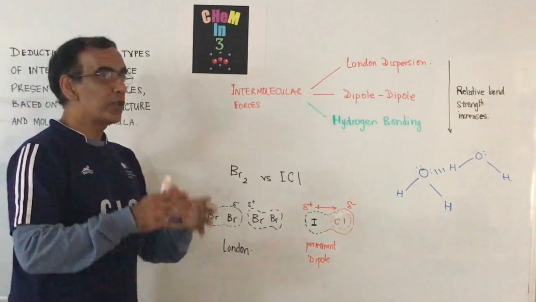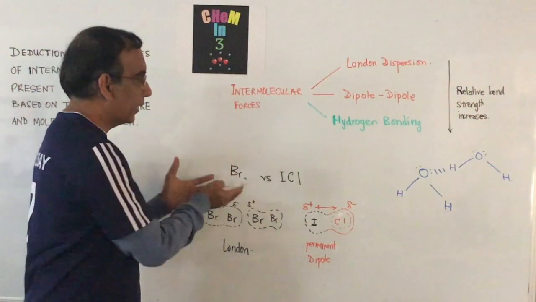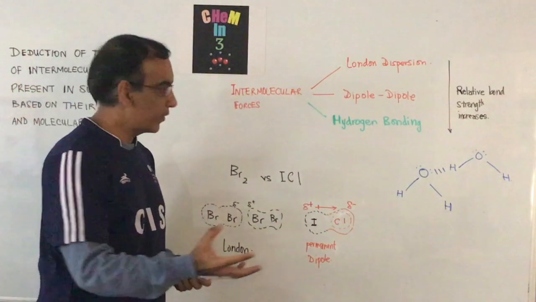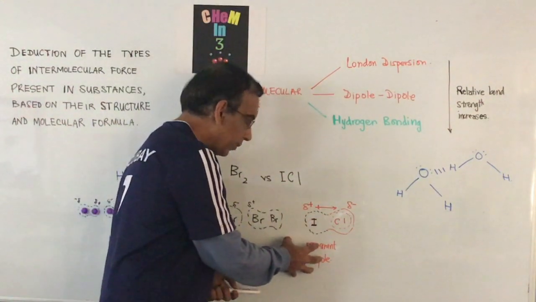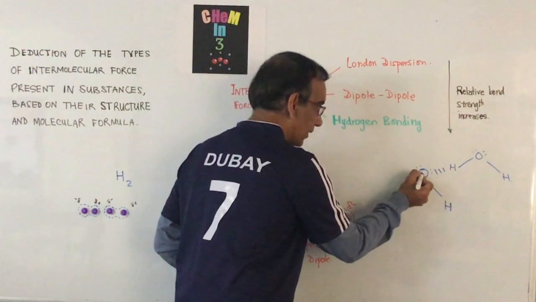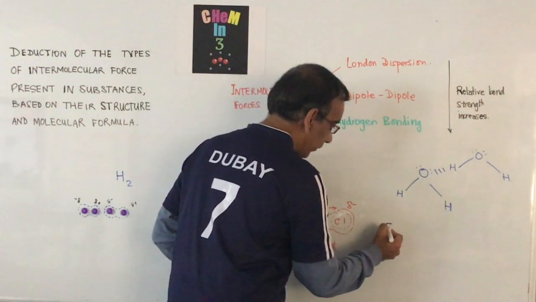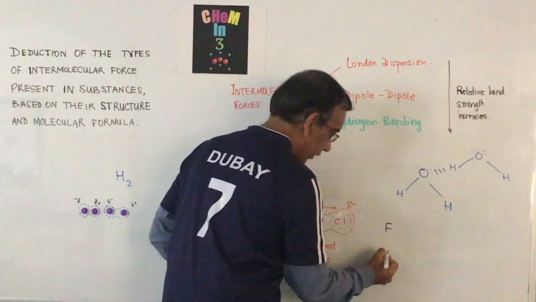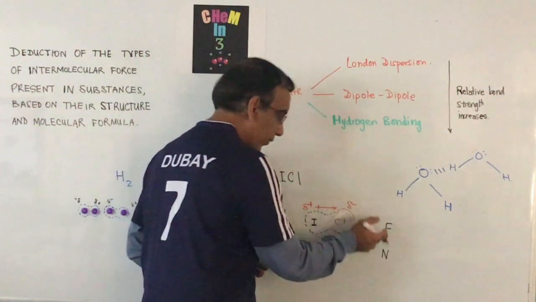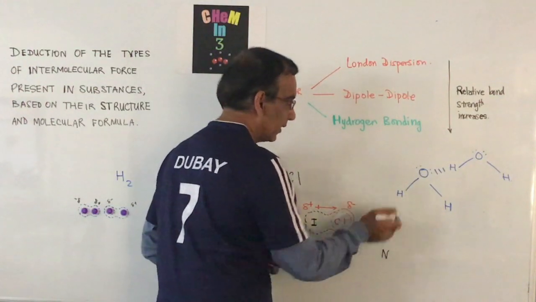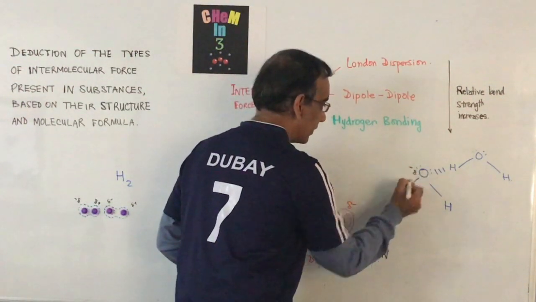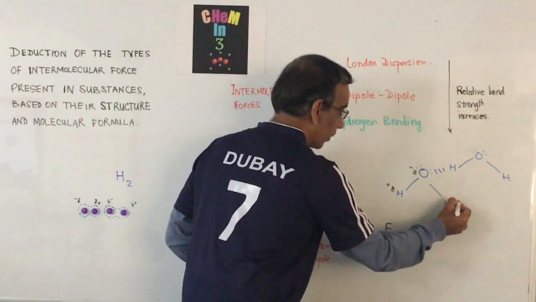And finally, the strongest of the intermolecular forces is hydrogen bonding. Hydrogen bonding is very much an extreme case of the permanent dipole, where you have highly electronegative elements like oxygen and fluorine and nitrogen attached to hydrogens. And these 3 highly electronegative elements lead to the formation of very polar molecules, like in the case of the water molecule, a very polar molecule.